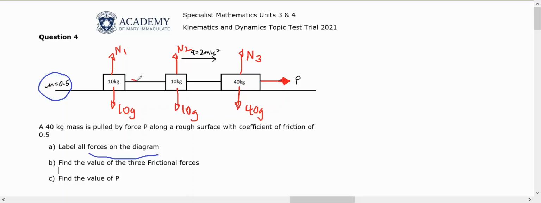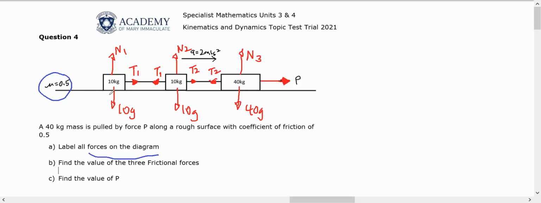We're going to have tension in this string going in that direction from this back mass, call that T1, and I'll have tension going in the opposite direction connected to this second mass. I'll have T2 and I'll have T2. And I've got friction.